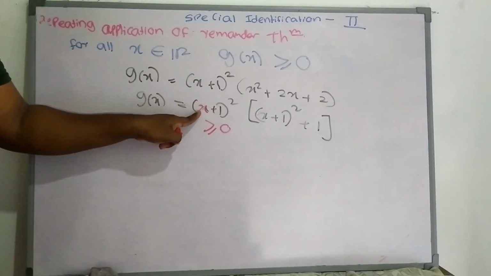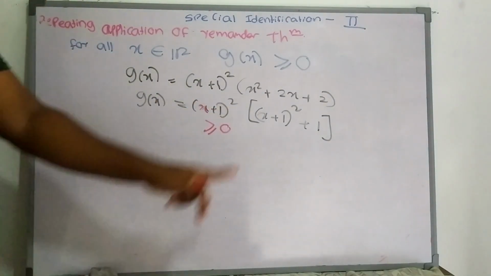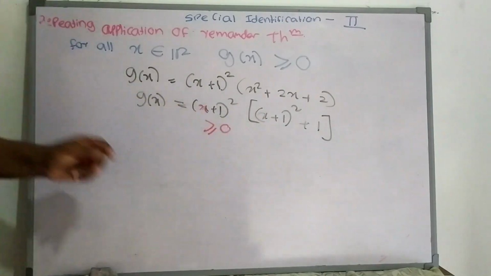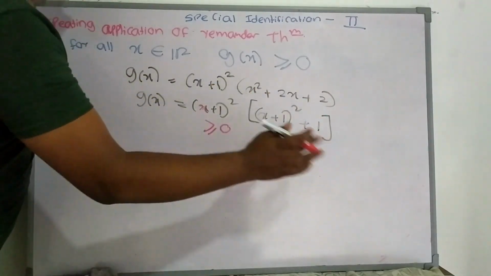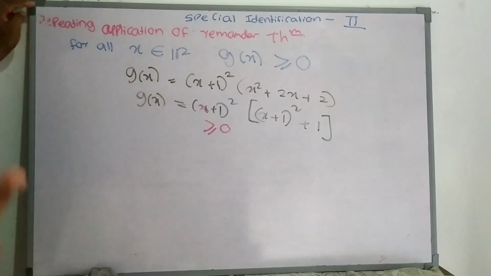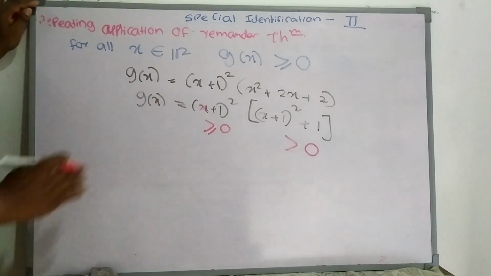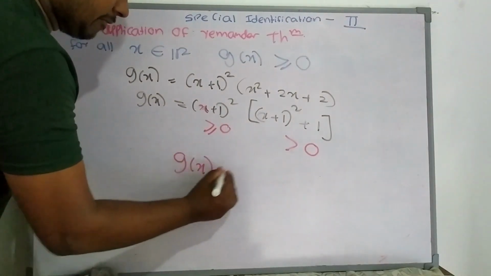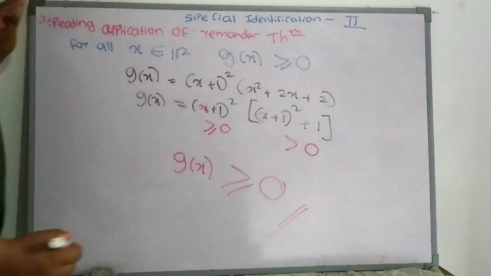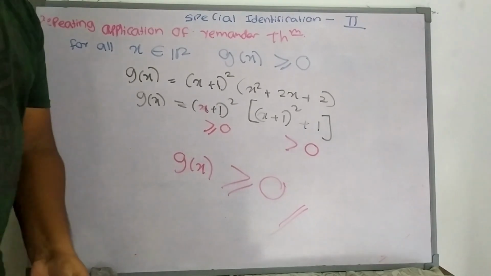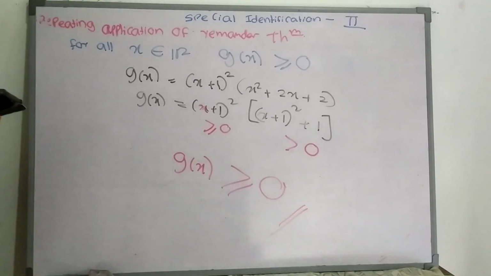Once you put minus 1 as x, then that whole thing is 0. Once you put anything else here, something squared is positive, added plus 1, so it is also greater than 0. Then the whole product is greater than or equal to 0. That's what they expected: for all real numbers x, g(x) is greater than or equal to 0.